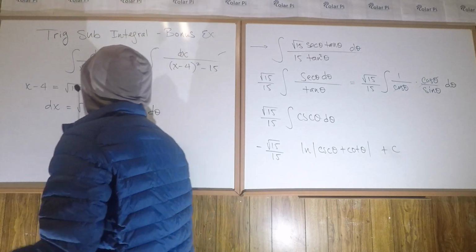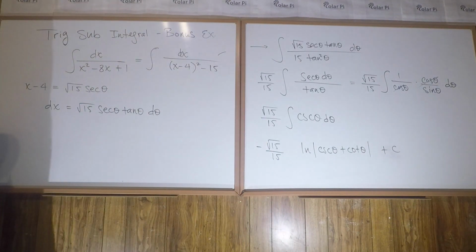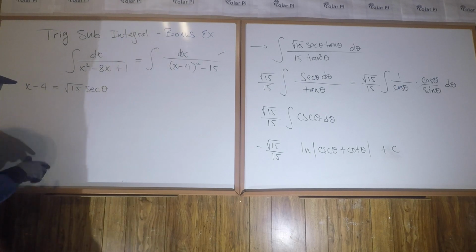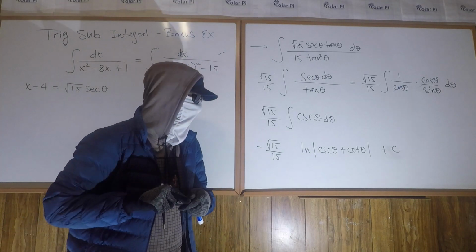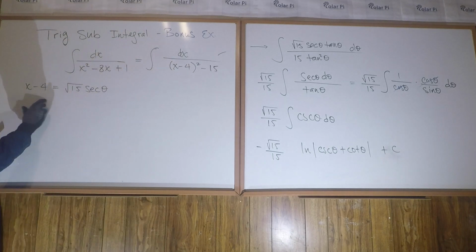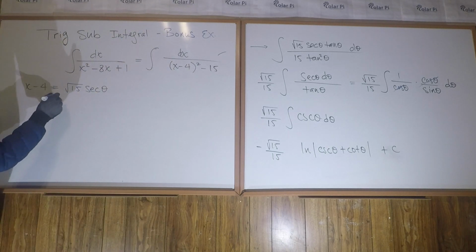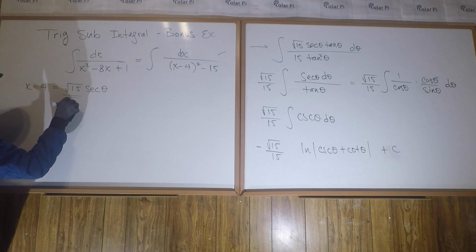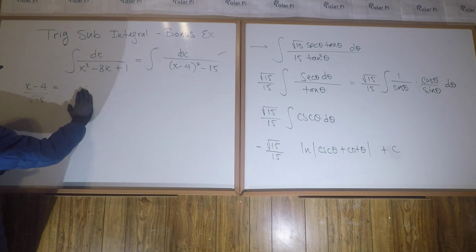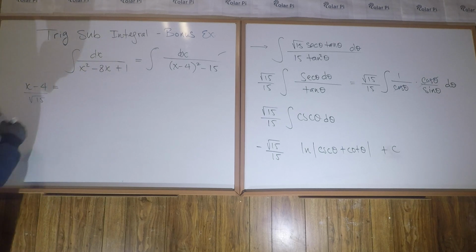Okay, but not so fast. We aren't done, because we started off with x's. So how did we end up all the way there? Not a problem. Pas de problème. So specifically, we know that from this, if I divide both sides by root 15, I realize that I haven't used the blue marker at all. So maybe this goes, and then I've got secant theta, right? Okay.